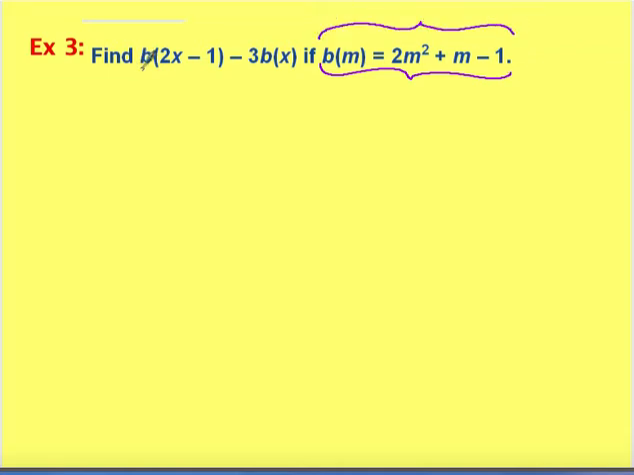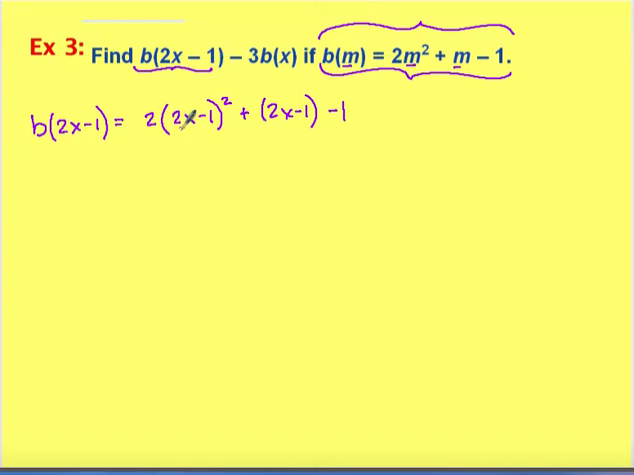So when it's asking us to find b of 2x minus 1, my input will, instead of being a numerical value like 2 or 3 or 25, we're going to input 2x minus 1. So everywhere I have an m, I'm going to replace that with 2x minus 1. So I'm going to find first b of 2x minus 1, which gives me 2 times 2x minus 1 squared plus 2x minus 1 minus 1. So I'm finding this first part, and we're going to simplify.